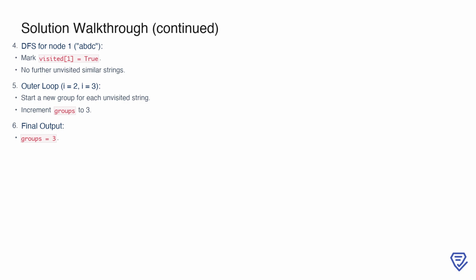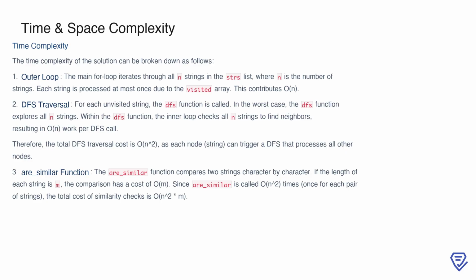To analyze the time complexity of the solution, let's break it into its primary components. First, the outer loop iterates through all n strings in the STRS list. Each string is processed at most once because the visited array ensures we only process unvisited strings, contributing an O(n) complexity. Next, for each unvisited string, the DFS function is called, which can explore all n strings in the worst case. Within the DFS, there's an inner loop that checks all n strings to find neighbors, so each DFS call performs O(n) work, and across all strings, the DFS traversal contributes O(n²) complexity.